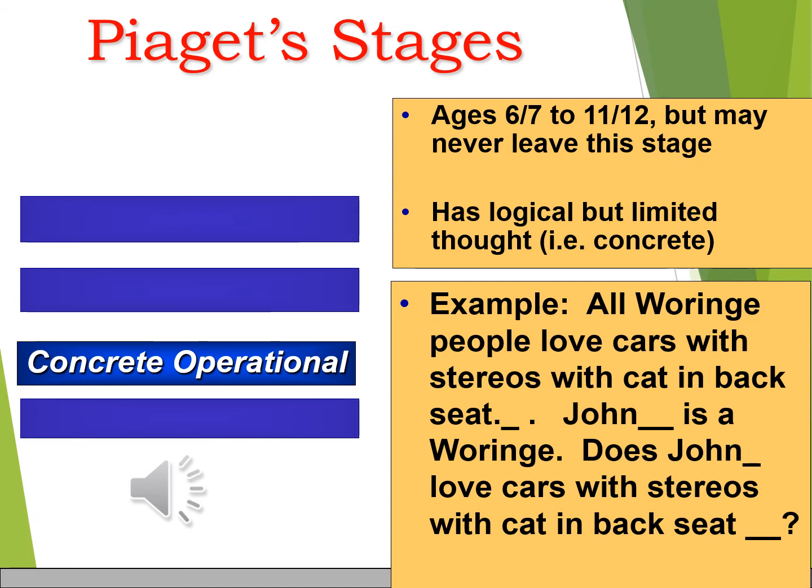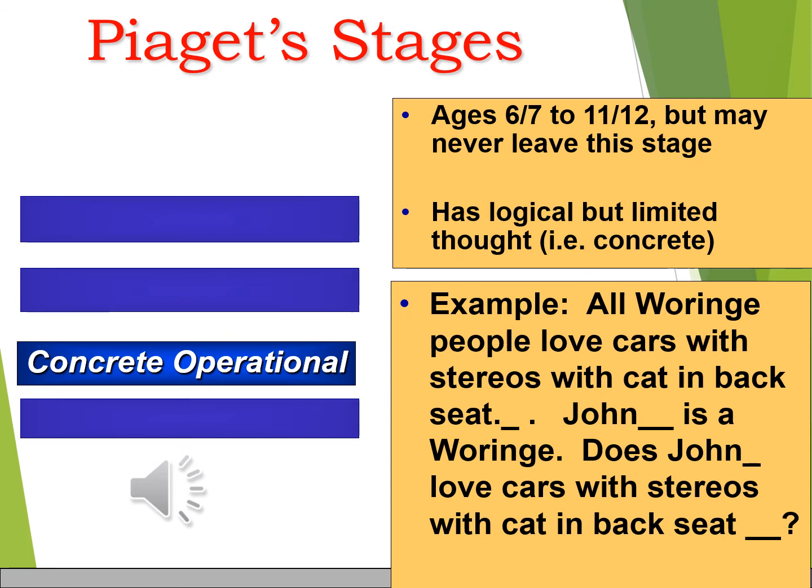Well, you repeat. These are people who live far away. They're called Waringi people. They all love tuna fish sandwiches, and Rose is one of them. Does she love tuna fish sandwiches? And they will continue to protest. Don't you understand? And they'll probably start to think that you're of limited intelligence. Don't you understand? I don't know them. I don't know Rose. How could I possibly know? Well, they're limited. They're in the concrete stage.